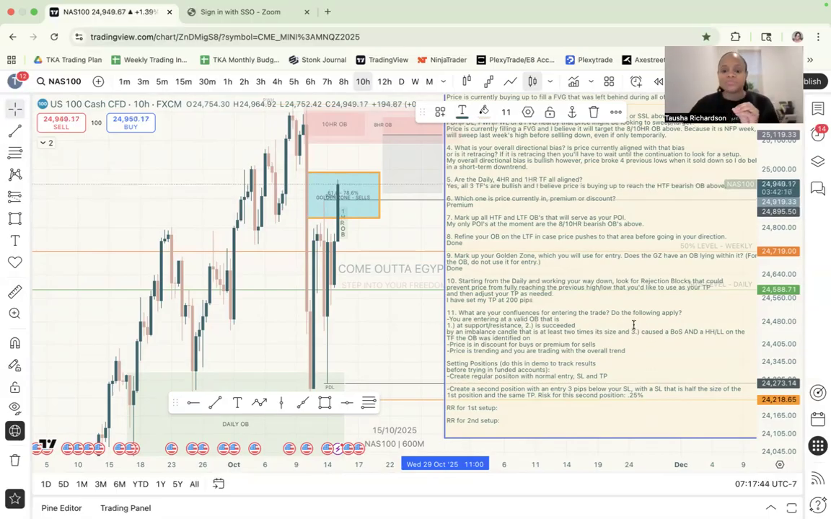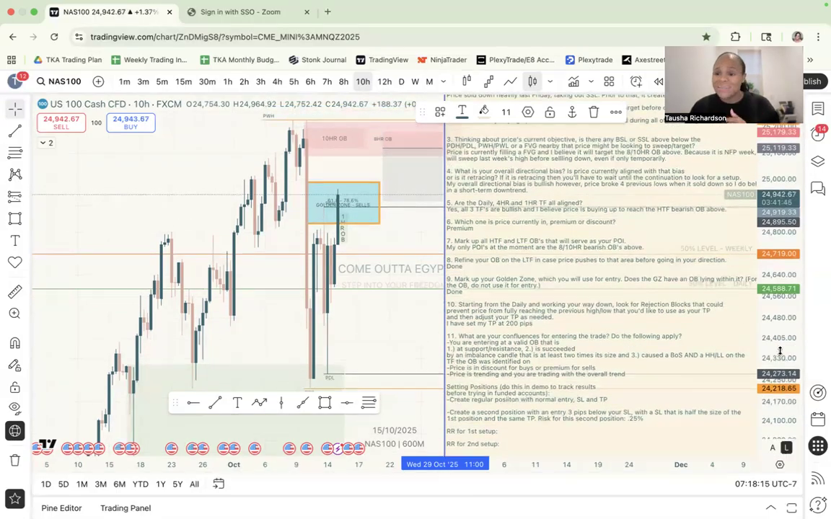Okay. So what are my confluences for entering this trade? Confluences are confirmation that you're looking at a valid setup. You want to have multiple confluences. You don't want to just have one good reason for getting into a trade. You want to have multiple reasons for why you think that trade is valid. Okay. So the first thing I'm going to do is confirm that the order blocks I'm looking at are indeed valid. Okay. So what is a valid order block?